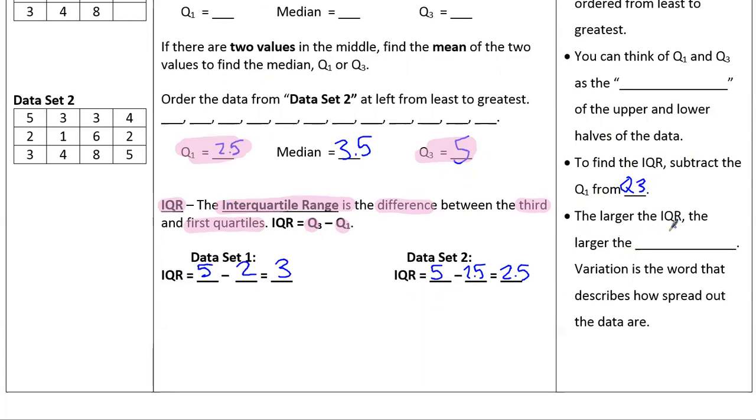The larger the IQR, the larger the variation. Well, if this IQR, that distance between the quartiles, is really wide, then the data have more variation. Because variation is the word that describes how spread out the data are. So the larger the IQR, the larger the variation. And if I go back to the essential question, what if the IQR is really tiny? Well, that means that the data are more concentrated. It means more data are all clustered around one value.